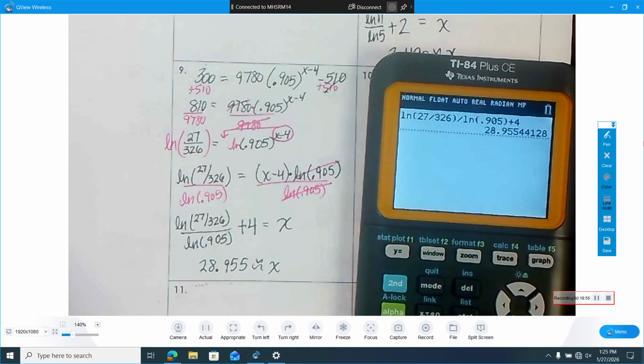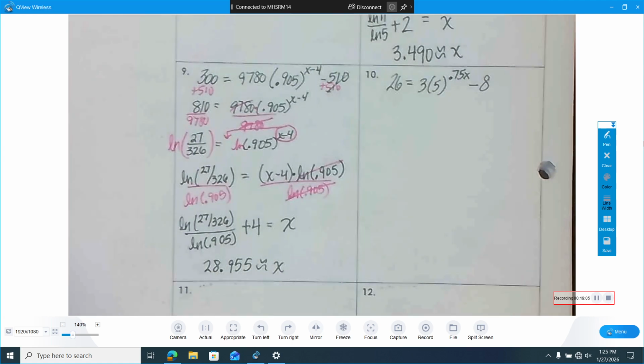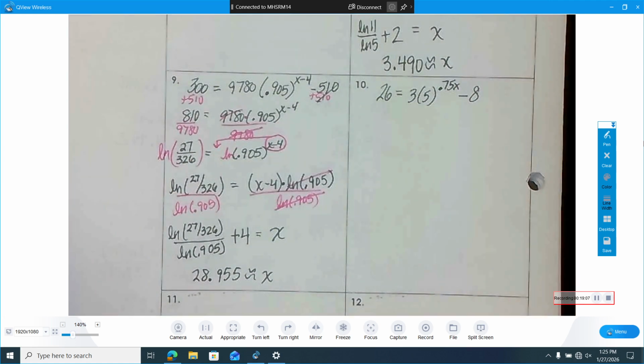All right. I don't think we need to do number 10. I think we're good. Yeah, we're good. We're good? Okay. Fabulous. I think it's adult math, actually, today.